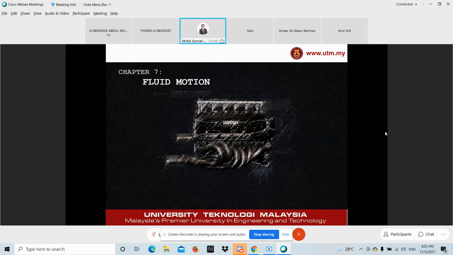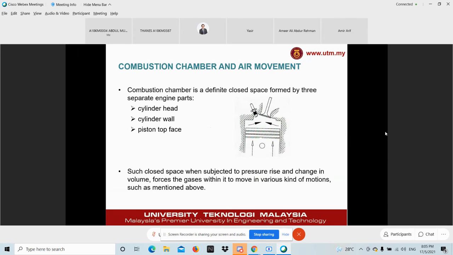Okay, the fluid motion is all about how the air fuel mixture enters the combustion chamber and how it behaves under compression in the intake stroke. So this is all about the fluid motion. Okay. So combustion chamber and air movement.